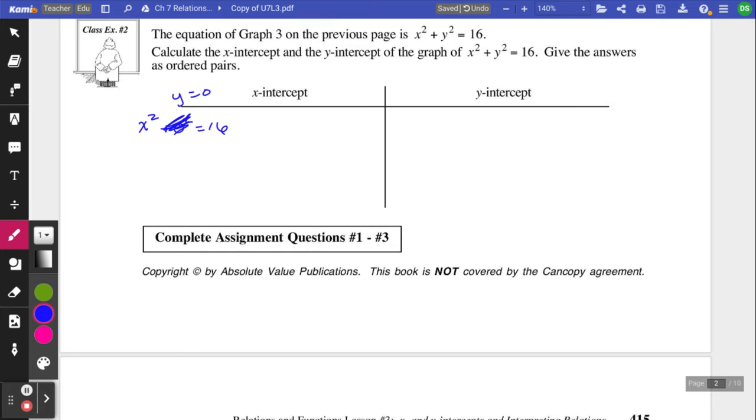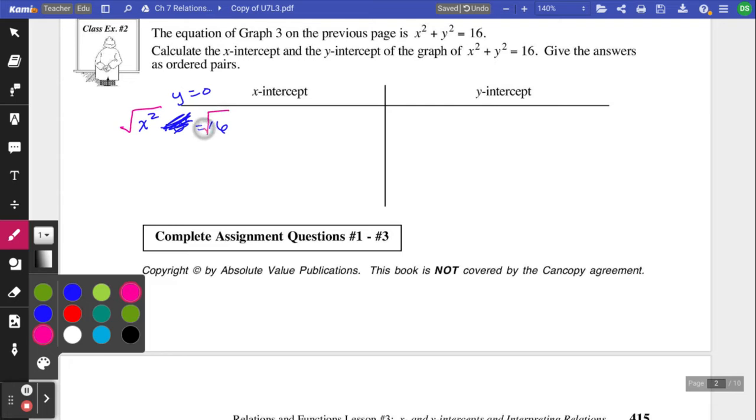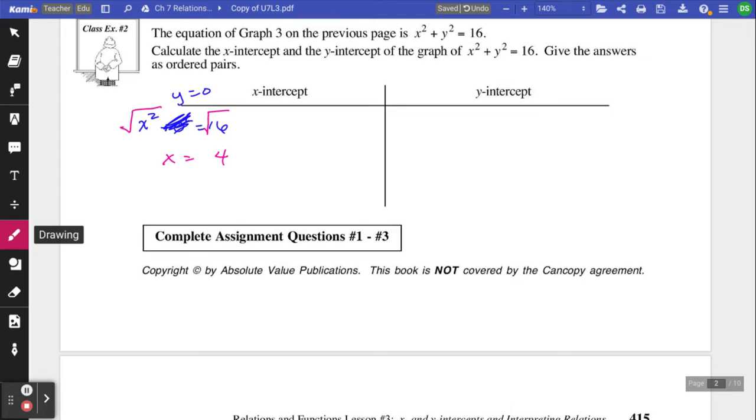So what's your next step? Square root. Okay. And what is your answer? X equals 4. Really? That's all? No. 4, 0. Oh, you mean I want to have this? That's all? Look back on your picture. Flip back a page. Look at the circle and tell me how many x-intercepts there are on the circle. There's 2 of them. Why is there 2? What did we miss? How come we only have 1?